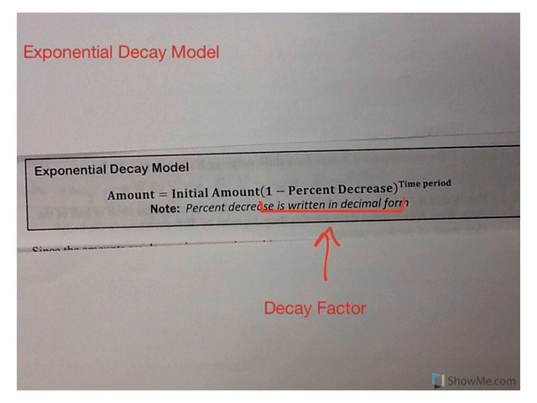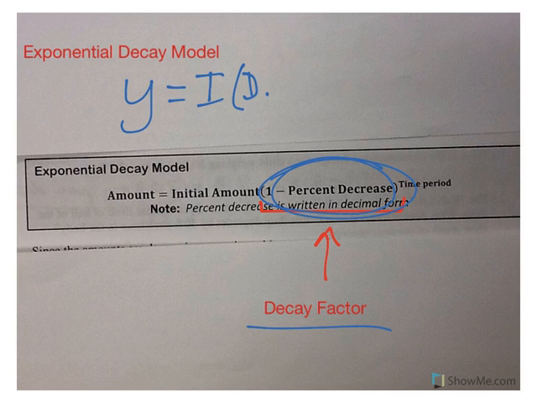Now, when you look at the stuff in the middle of page 252, you see that it talks about the amount equals the initial amount, and then 1 minus the percent decrease, which we know as the decay factor, raised to the time period. The model is the same as the growth model, except inside your parentheses, you're going to have something less than 1. If you're growing, you're greater than 1. If you're decaying, you are less than 1. So I will have y equals the initial amount times the decay factor raised to the x power.